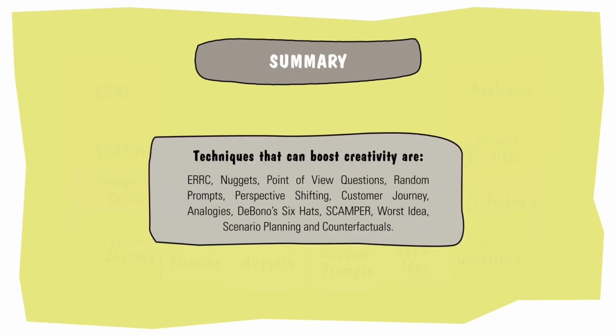They are ERRC, nuggets, point of view questions, random prompts, perspective shifting, customer journey maps, analogies, De Bono's 6 thinking hats, scamper, worst idea, scenario planning, counterfactuals.